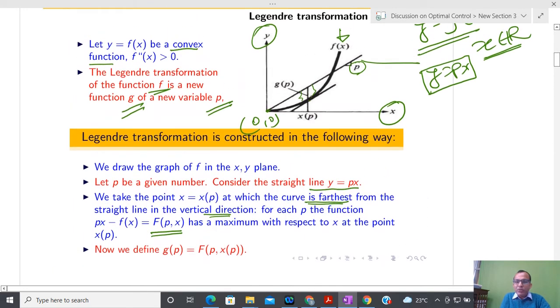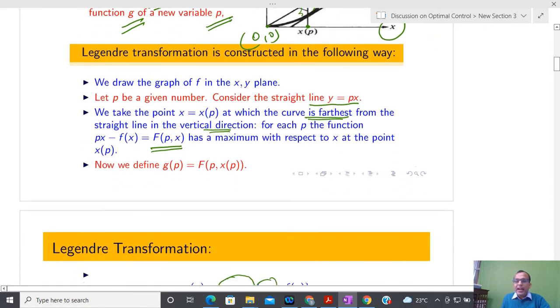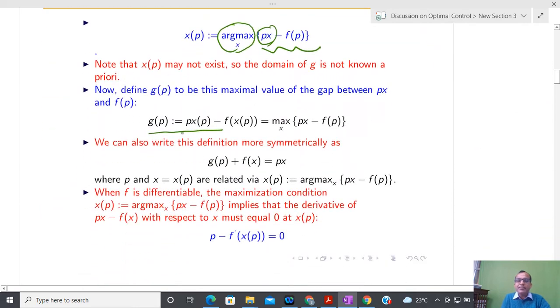So whenever you are going to locate the x-axis, at that time I need the argmax operator, and corresponding to that I have some point g(p). Okay, and g(p) I am going to define like this: p x_p minus f(x_p). Okay, so in a more symmetrical way one can also write it like this: g(p) plus f(x) equal to p x. We will see why people try to write it in this way.